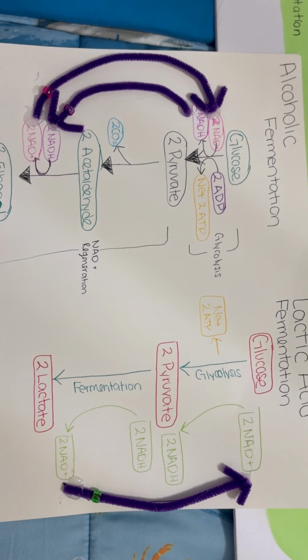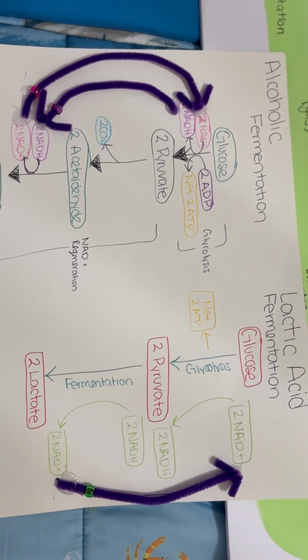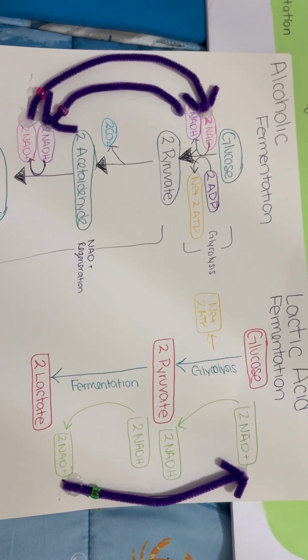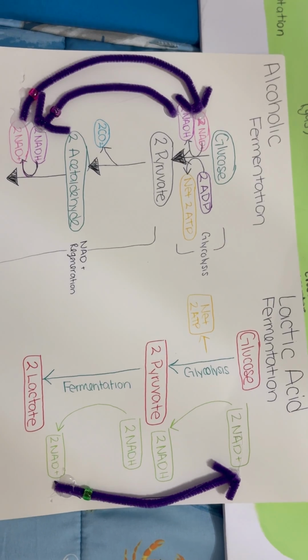An example of an organism that uses lactic acid fermentation is humans. During exercise, when you can't get enough oxygen, your body does lactic acid fermentation, generating lactate, which causes the pains of exercise.